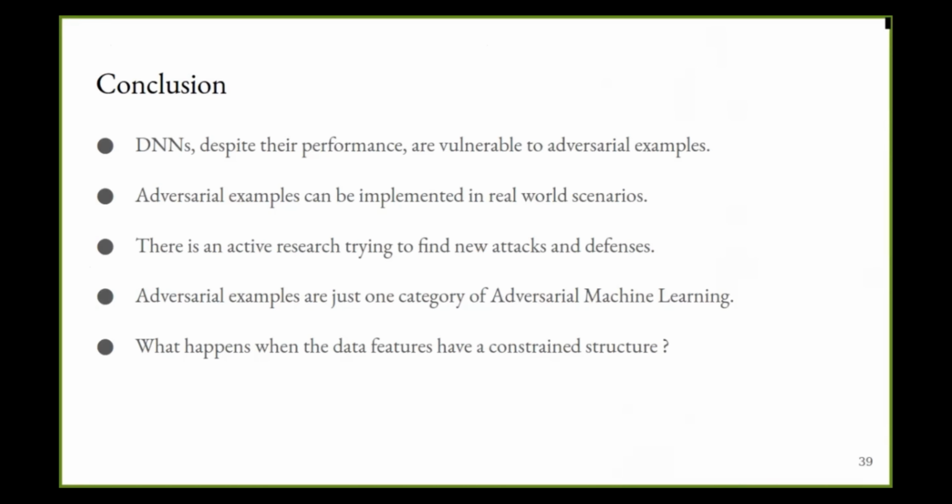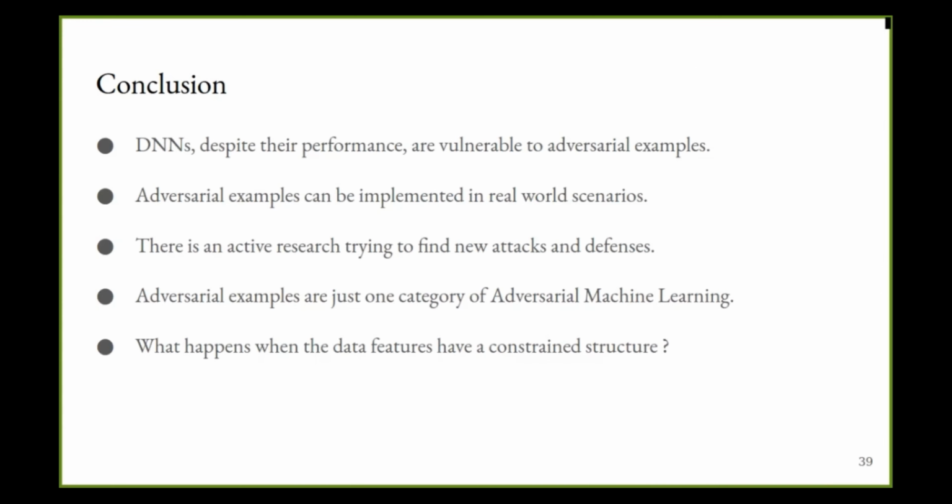Hopefully, there is active research trying to find new attacks and new defenses in order to robustify machine learning models. But what we have to remember is that adversarial examples are just one category of adversarial machine learning. There's a lot of other attacks, for example, poisoning, which happens on the training data, extraction of the parameters, or even inference and other types.